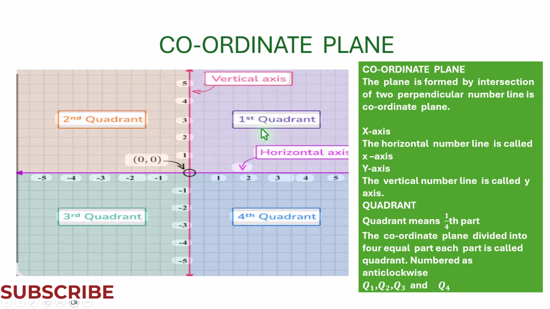In the coordinate plane, each point has two values, an x value and a y value. In the first quadrant, both x and y are positive. In the second quadrant, y is positive and x is negative. In the third quadrant, both x and y values are negative. In the fourth quadrant, x is positive and y is negative.